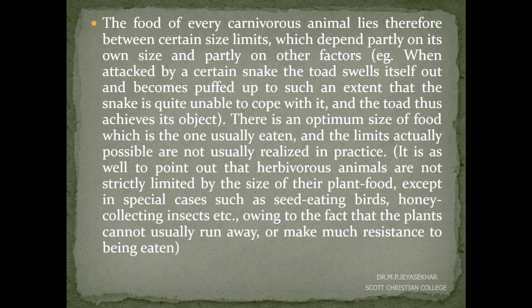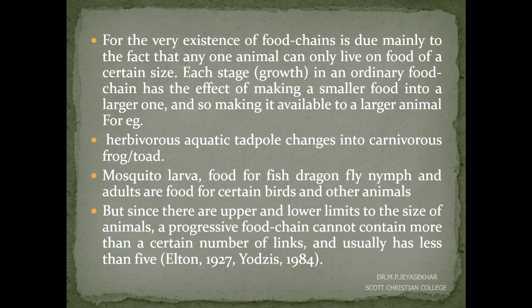There is an optimal size of food which is usually eaten, and the limits actually possible are not usually realized in practice. But the very existence of food chains is due mainly to the fact that any one animal can only live on food of a certain size.